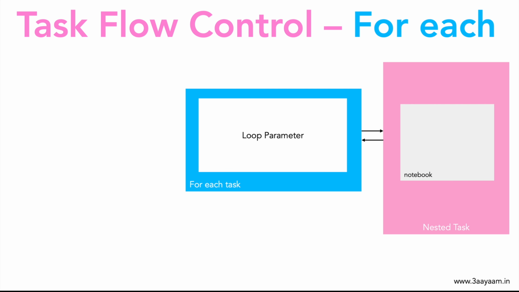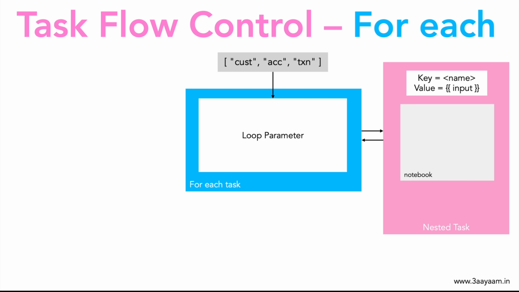So the for each task will loop over or iterate the nested task multiple times depending on the number of elements in the array that we pass. So let's say this is the element we pass using a simple Python list or JSON array. There are three values: customer, account, transaction, and we define these parameters and their values in the for each task. And then we define it using the key and value. In key, we mention the name itself that is in the console. The key that you are seeing here is defined in the nested task, not in the notebook. So we define the loop parameter in the for each task, but we define the key and value in the nested task.